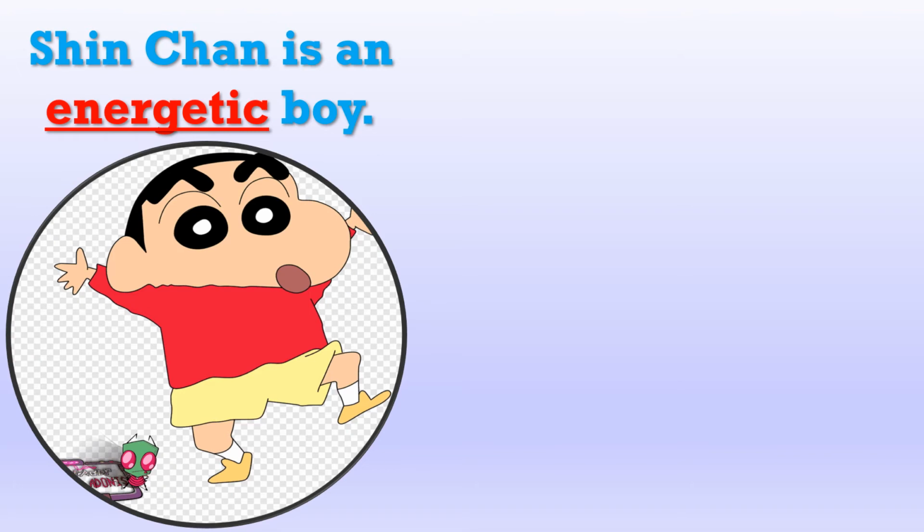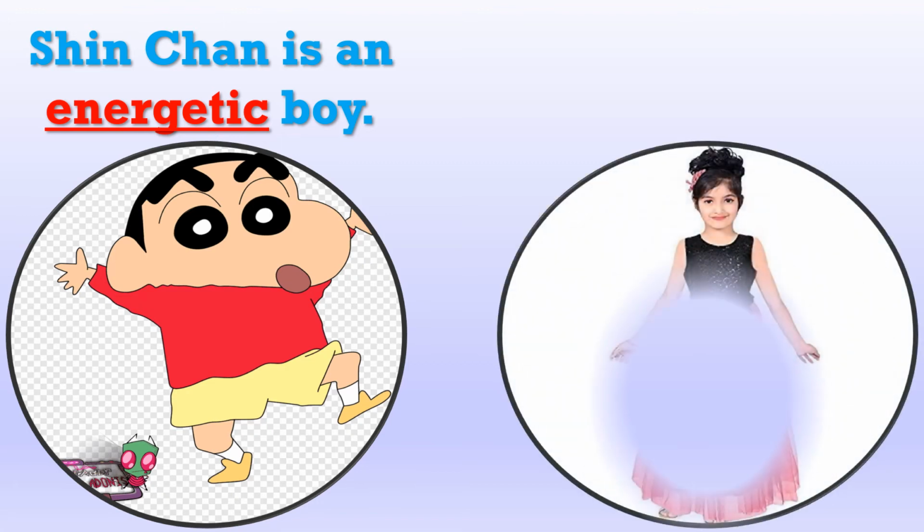Chinchan is an energetic boy. Energetic boy means he was doing so many notorious things, right? Whatever he sees, he keeps doing something wild, right? So that is called energetic boy. Energetic means very active. So boy is a noun here, and boy refers to Chinchan, right? So energetic here is a qualitative adjective, right?